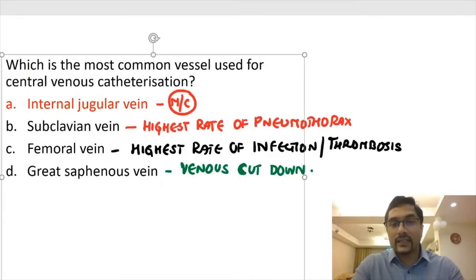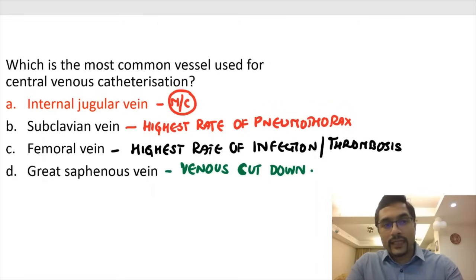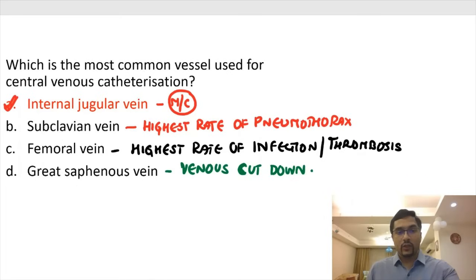It is for venous cut down. So internal jugular vein is the most common vein. Subclavian, highest rate of pneumothorax. Femoral, highest rate of infection or thrombosis. And great saphenous vein is used for venous cut downs.